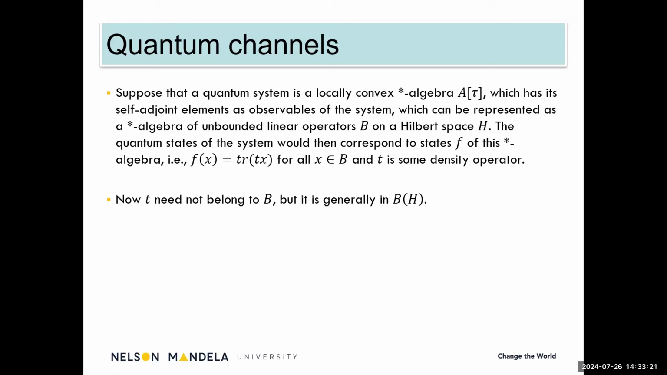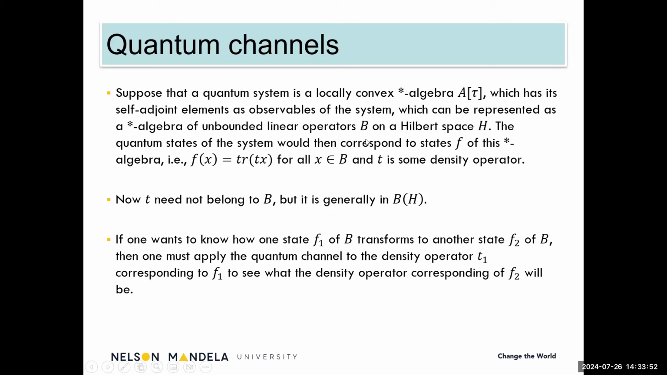Now there is one thing: T need not actually belong to this star algebra of unbounded linear operators, but it's generally in B of H. So in other words, if you take your unbounded linear operators, defined on some domain, and now you take the norm closure of that domain, you get a Hilbert space, and it's this Hilbert space that we are working with. So generally T floats around in B of H. It need not be in B.